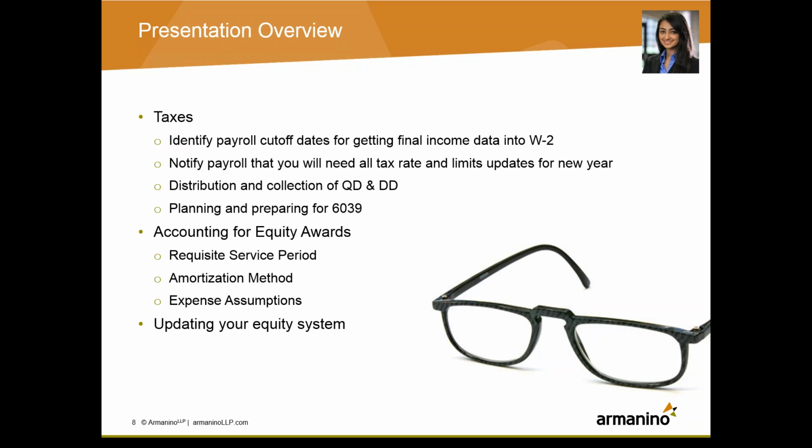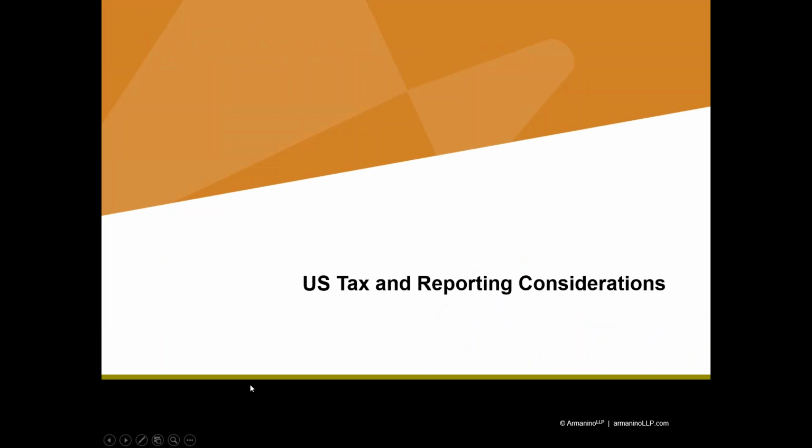With that, I'd like to go over the presentation overview today. First, we're going to cover taxes, and we'll dig into different ways to identify payroll cutoff dates for getting final income data into W-2s. We'll talk a little bit about how to notify payroll that you will need all tax rates and limits updates for next year. Then we'll also jump into topics around accounting for equity awards and updating your equity system.